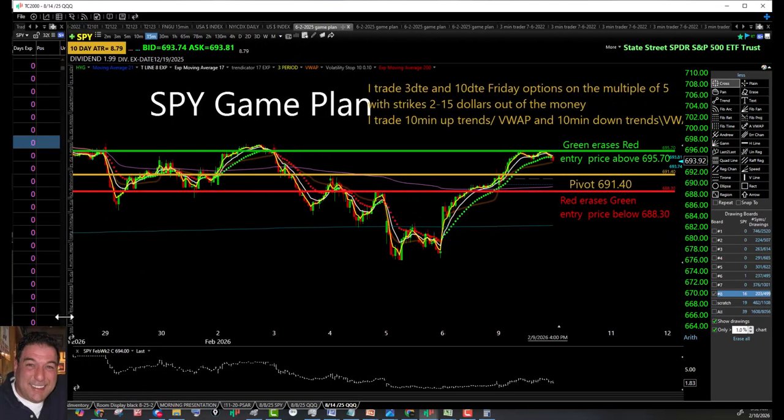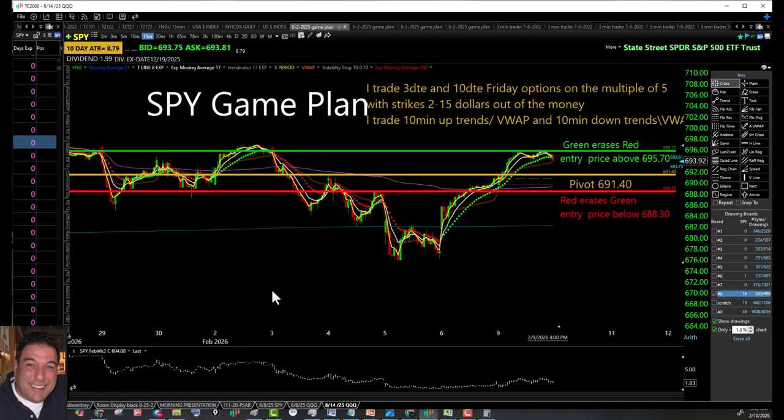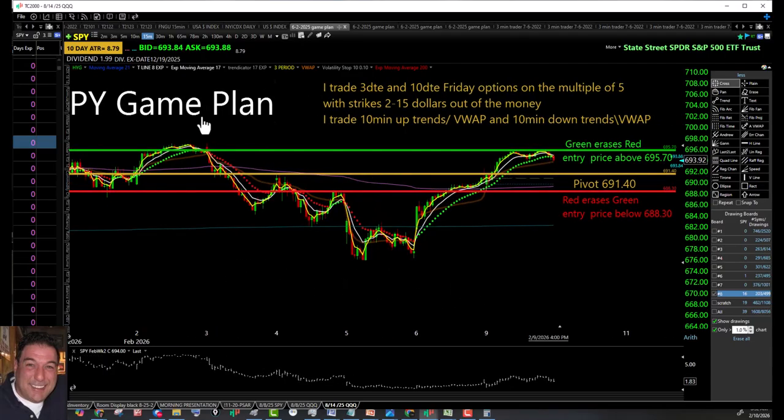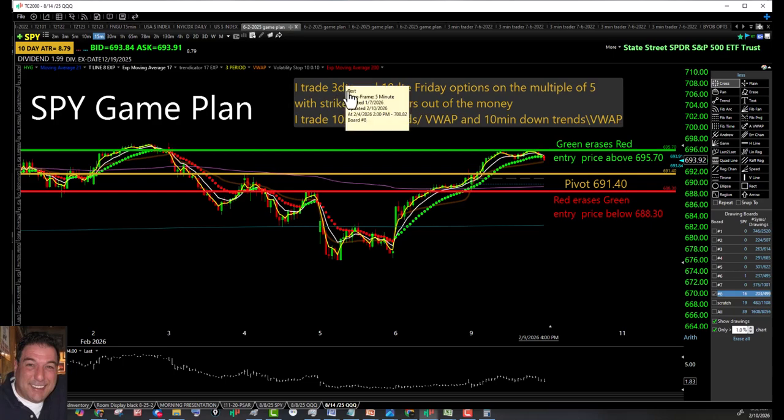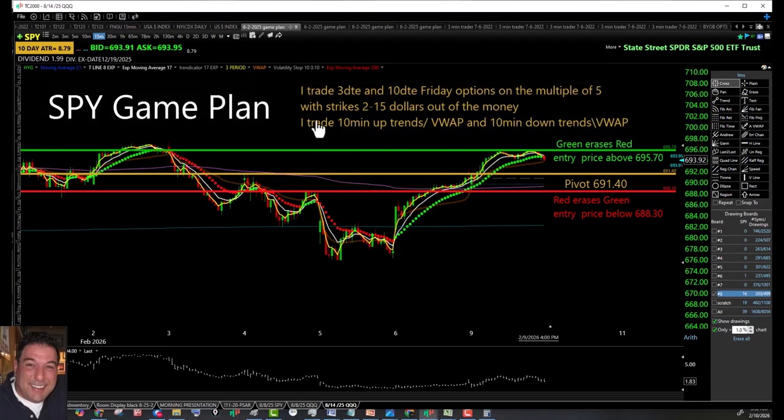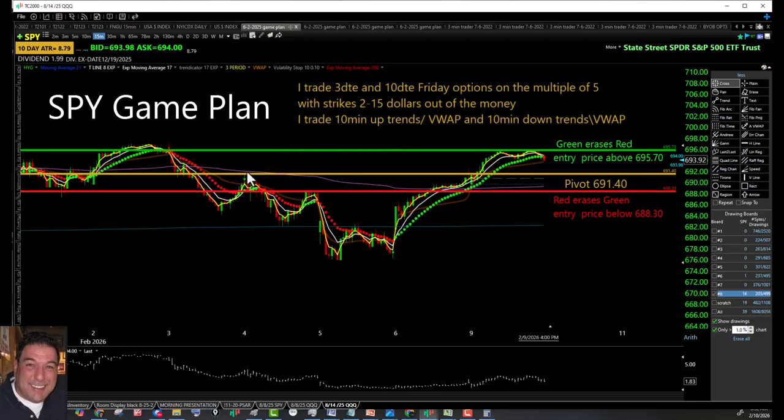Now, I have to constantly monitor and roll in and roll out of them in order to maintain that my cost basis is relevant to where the price is trading at the current place and time. So I like 0 DTE, 3 DTE, 10 DTE Friday options on the multiple of 5. I like them when they have a lot of open interest. It means less slippage, and I like to see a tighter bid-ask spread.